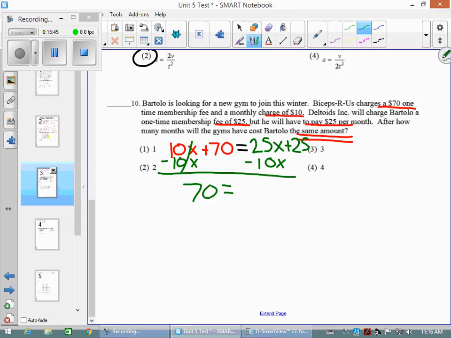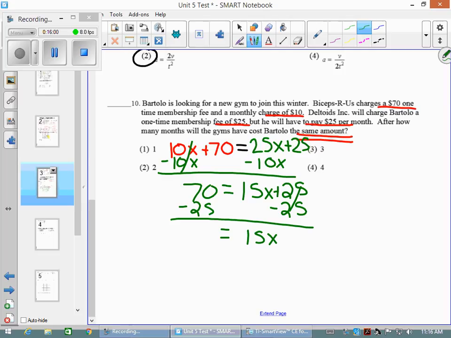And then I'm going to subtract 25 on both sides. I'm going to have 15x is equal to 45. Again, to get x by itself, I need to divide by 15, and I'm going to get that x equals 3. So these two gyms will cost the same amount after 3 months. So if your choice is 3 months, it is choice 3.